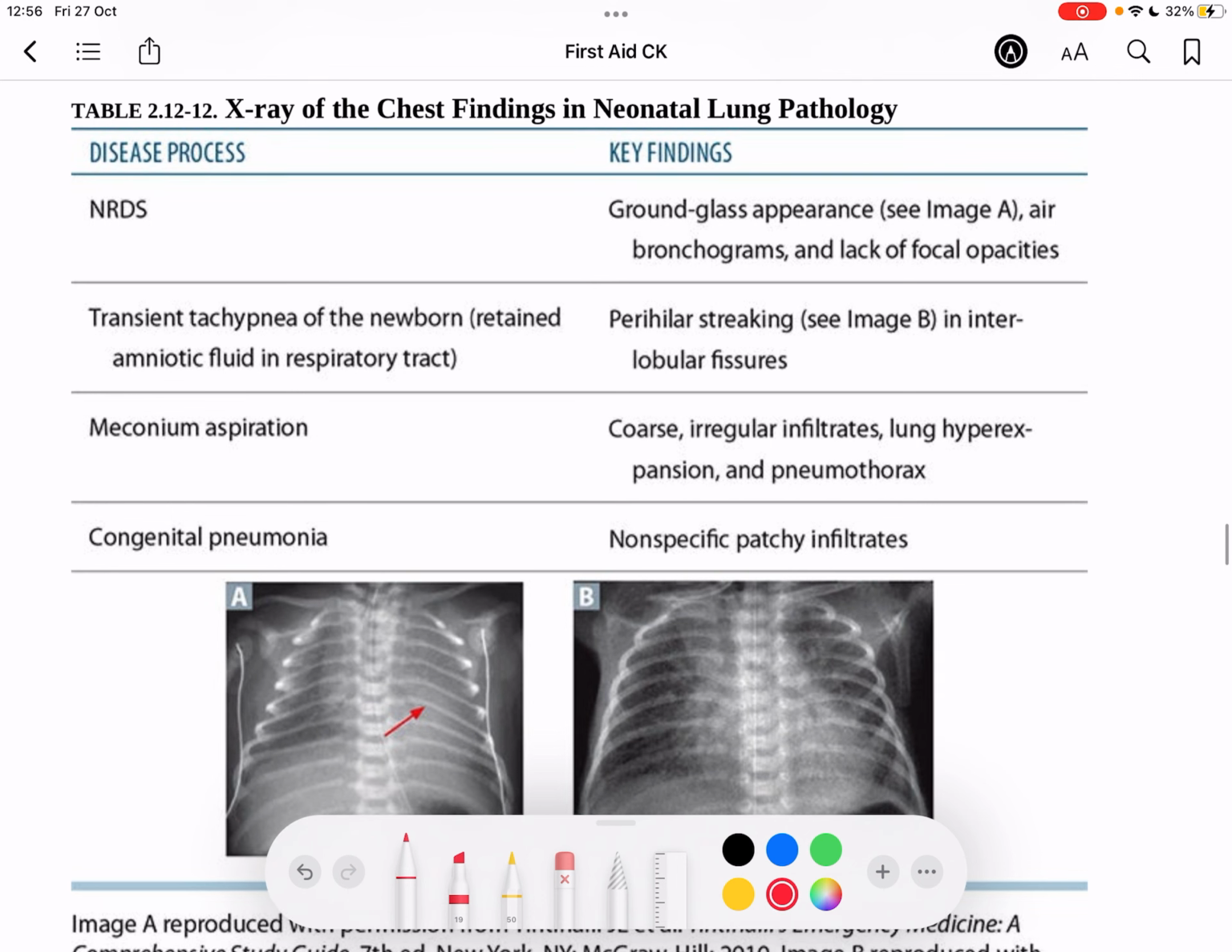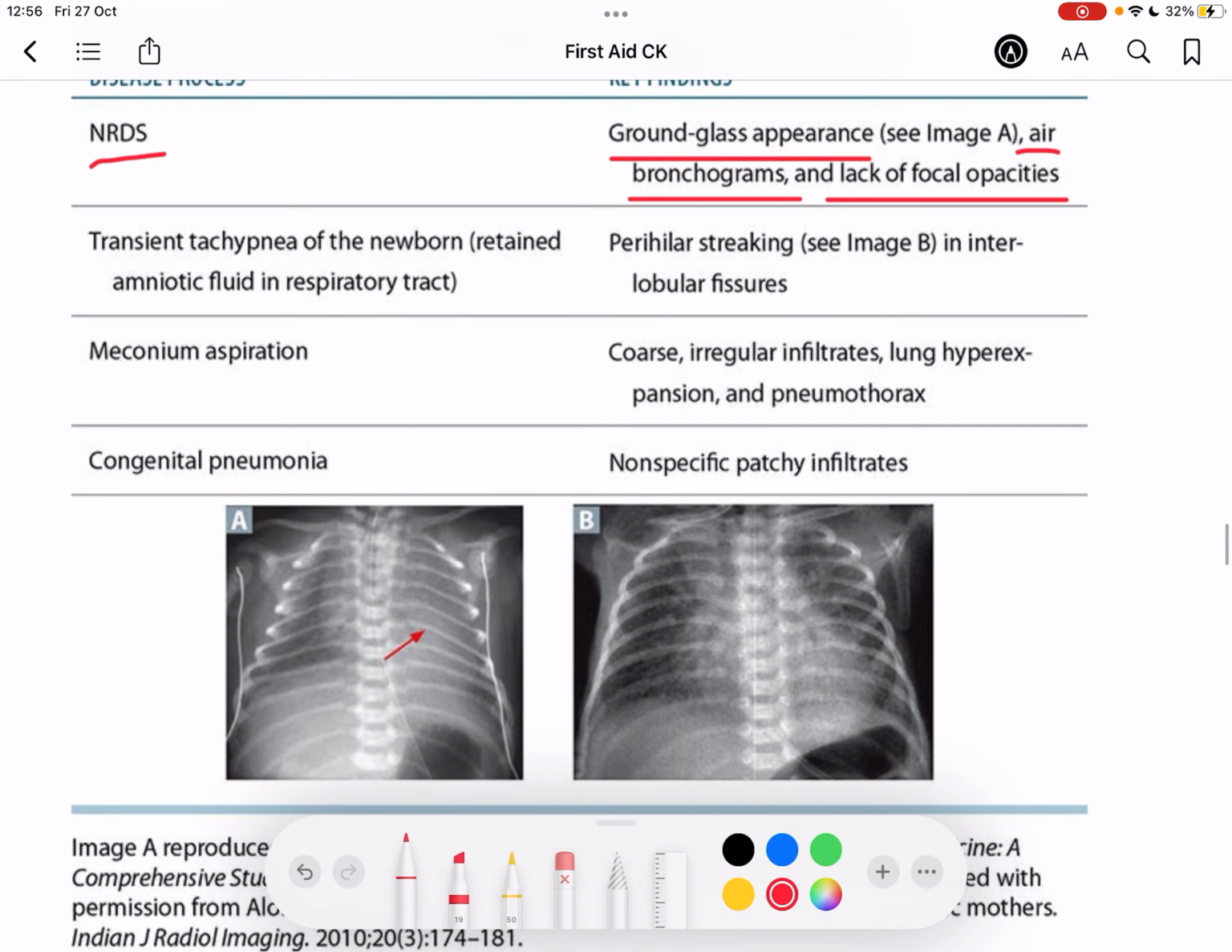So here are just some chest X-ray findings that you can see in different neonatal lung pathologies. In NRDS, you're going to be seeing a ground glass appearance, air bronchograms, okay, and lack of focal opacities, which can be seen in this picture here. So you see no focal opacities, it's diffuse, okay.